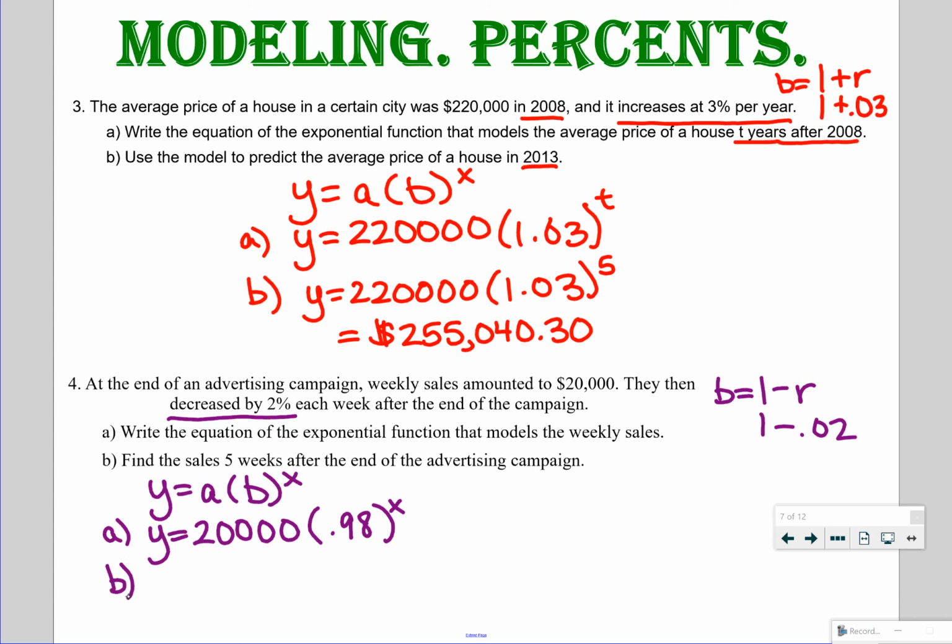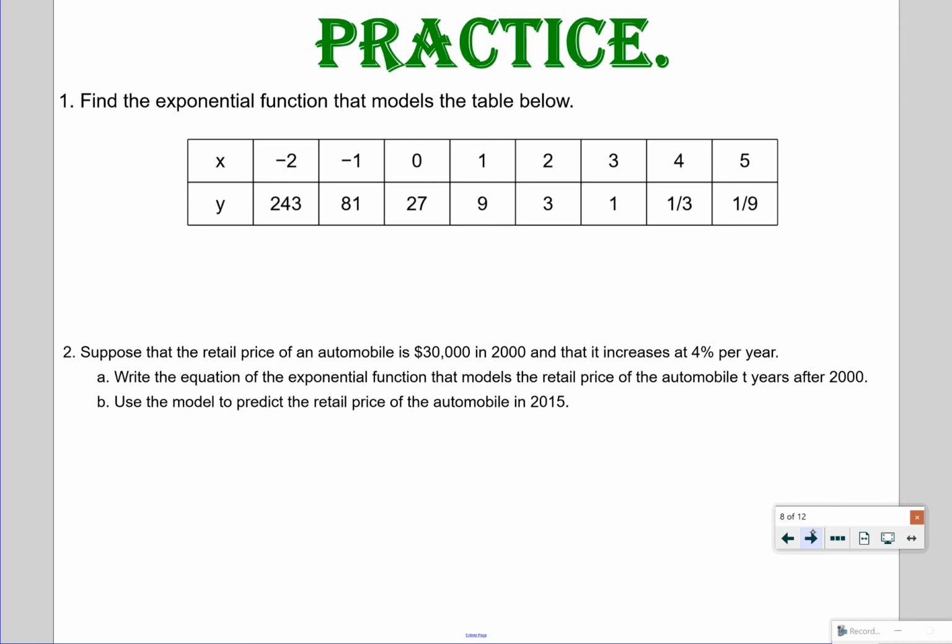Part B, find the sales 5 weeks after the end of the campaign. So we're just going to plug in 5, and again, simplify with our calculator. So 20,000 times 0.98 to the 5th power gives me $18,078.42. Okay, see if you can try these two on your own.